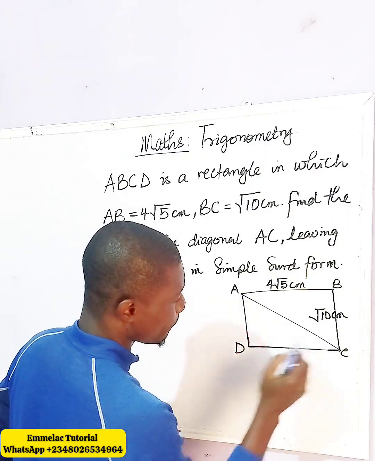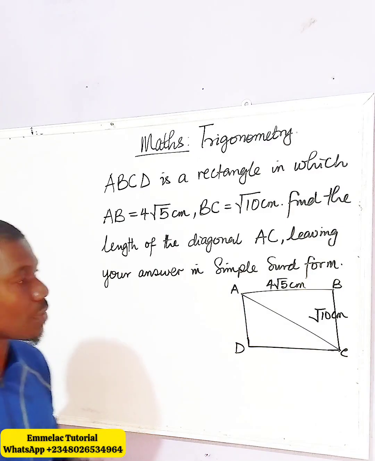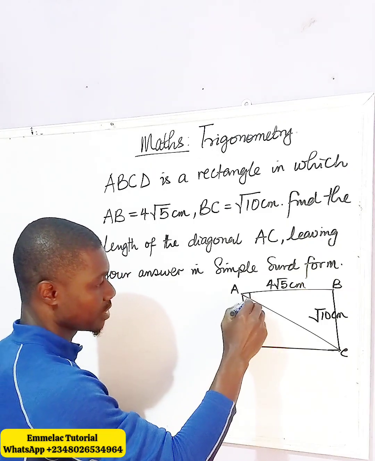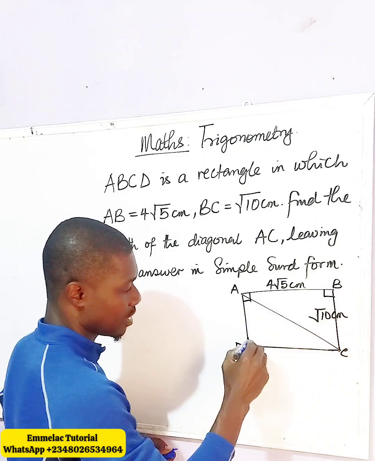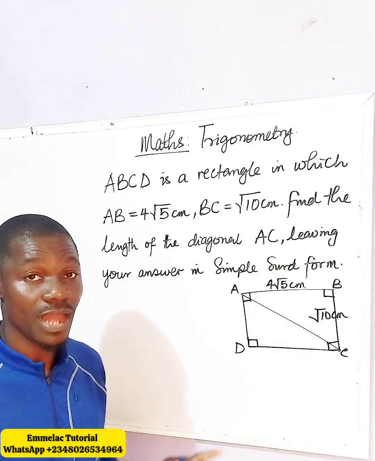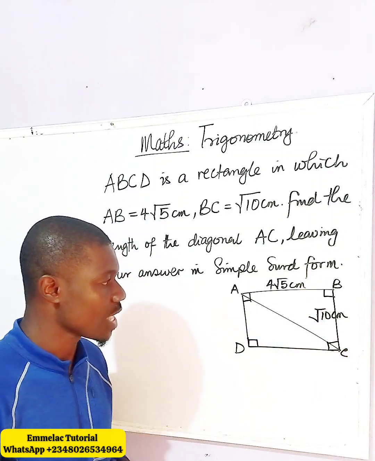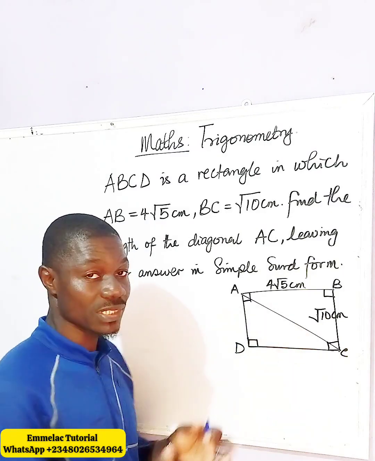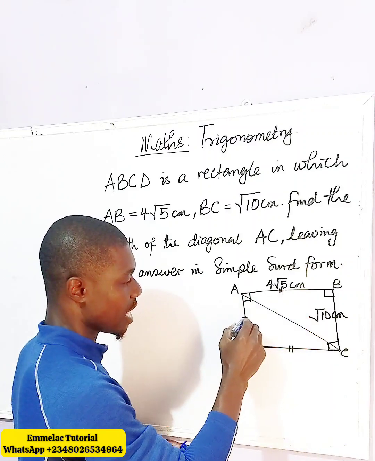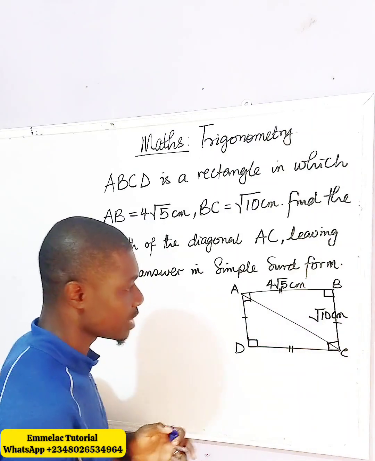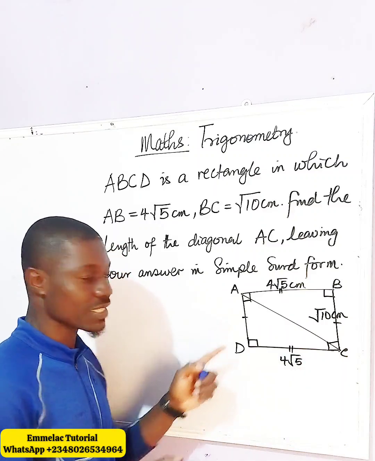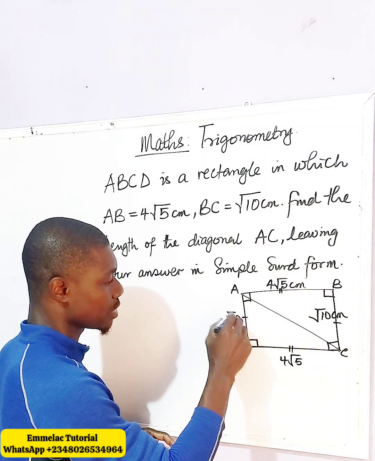So alright, how do you go about it? Now take note that a rectangle has its edges as right angles, and the two opposite sides are also equal, which means this side is the same as this side, then this side is also the same as this side, which implies that here also will be 4 root 5, and this side also will be root 10.